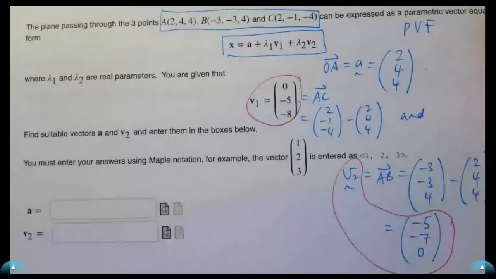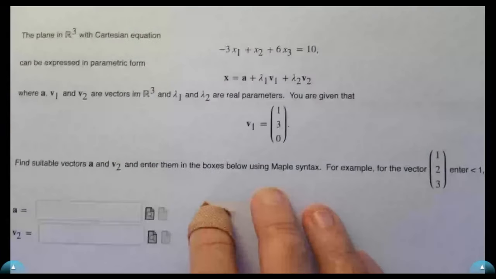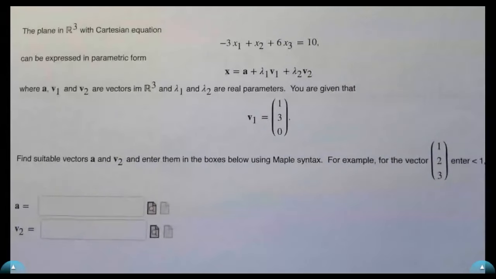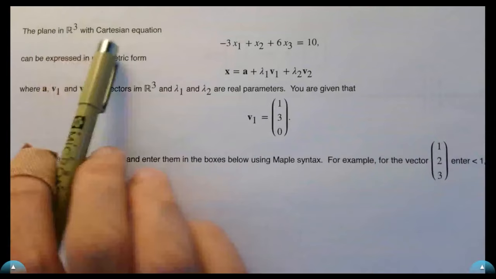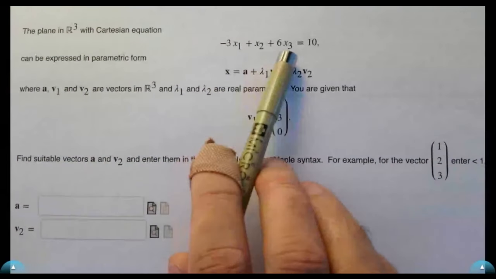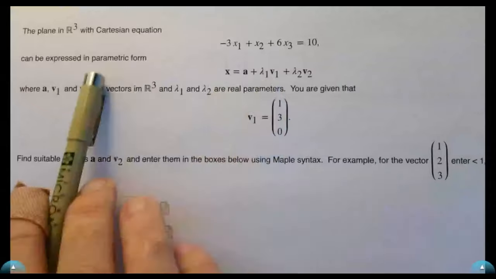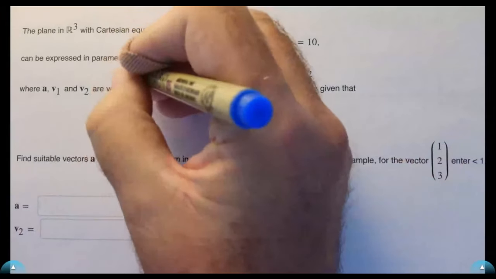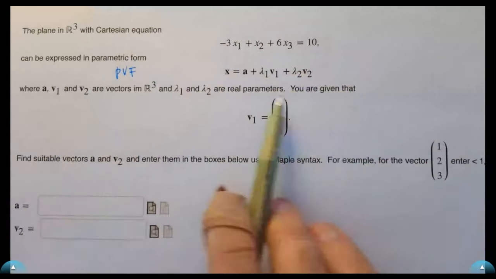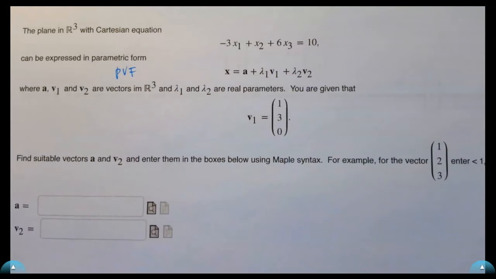Okay, let me find one more. Yes, this is a good one. Okay, last question. The plane has a Cartesian equation given by this, and it can be expressed in the parametric vector form, PVF. Oh, hang on, this is very similar to the question before, but let me do another one just so we can understand what's going on here.